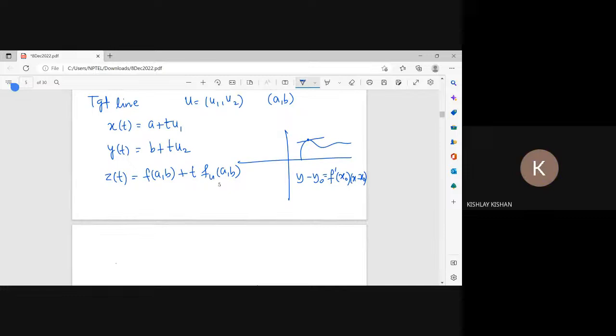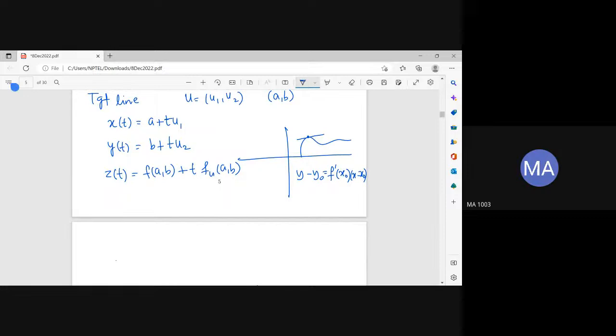Ma'am, this is for which one? This one, right? Yes, ma'am. This is del f dot u, the directional derivative. Ma'am, I have not learned it this way. I hope what you are writing is for a non-implicit function. What happens if it's an implicit function? Directly we take the gradient. The directional derivative is gradient at (a, b) dot u. This one. Directional derivative is nothing but this, right? Yes.